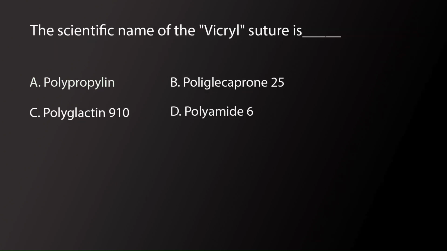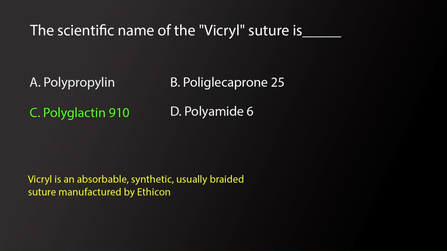Next question. The scientific name of the Vicryl suture is option A, polypropylene. Option B, polyglecaprone 25. Option C, polyglactin 910. Option D, polyamide 6. The correct answer is option C, polyglactin 910. Vicryl is an absorbable, synthetic, usually braided suture manufactured by Ethicon.